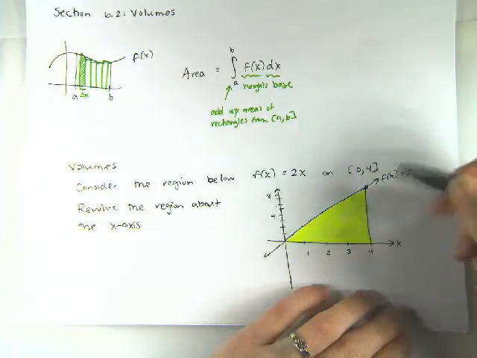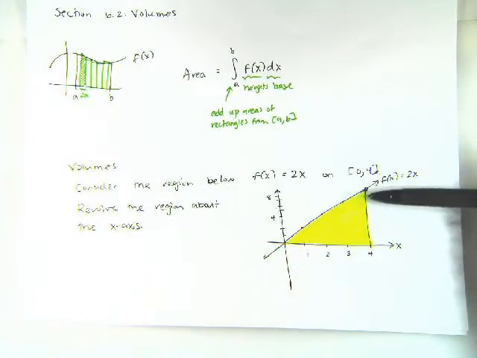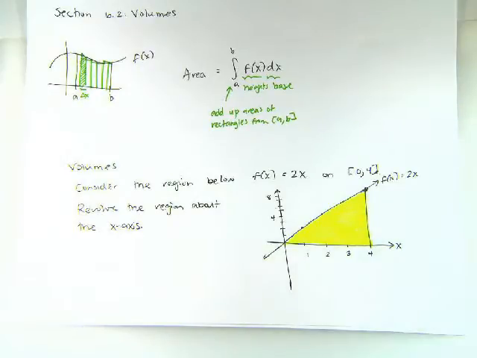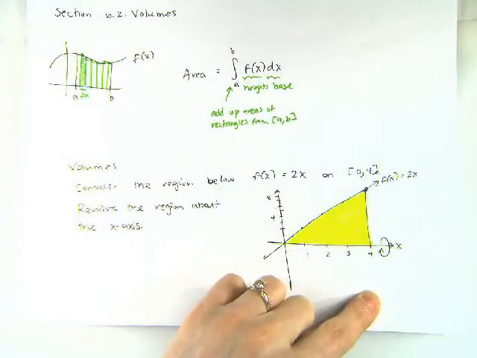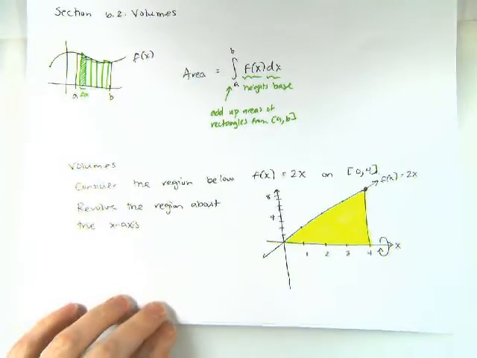Okay, so what I like to do here is think about taking this whole region and we're going to just revolve it around. So you see how a three-dimensional object would get created if I revolved this triangle around an axis? So I'm going to do this to show that I'm revolving the region. And then we're going to think of what that would look like.